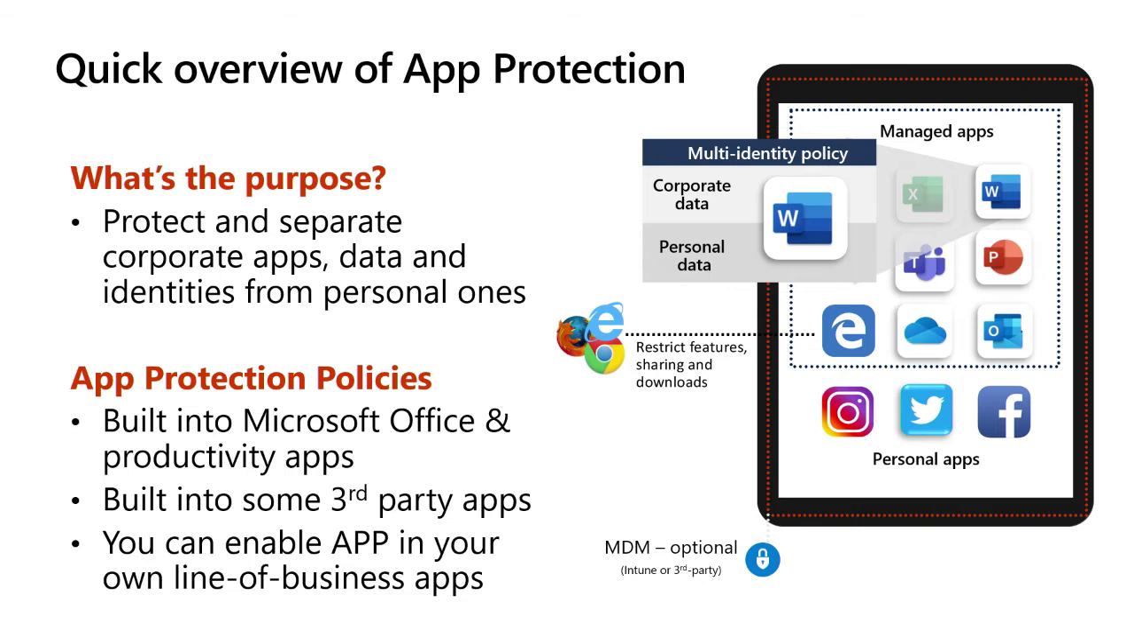So the app protection policies are built into all the core Microsoft apps, as well as some third-party apps that are commonly used for productivity in organizations today. And you can also enable them for your business's own line of business apps, using some of the dev tools that we offer. So they're available on Android and iOS, and on Windows, they're referred to more as Windows Information Protection. So that's the overview of app protection.